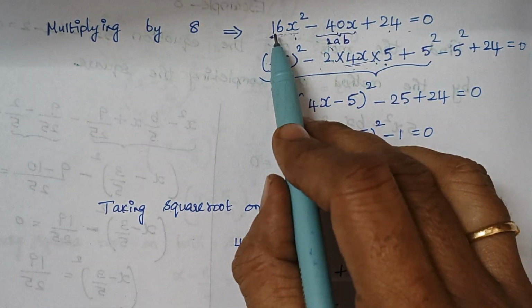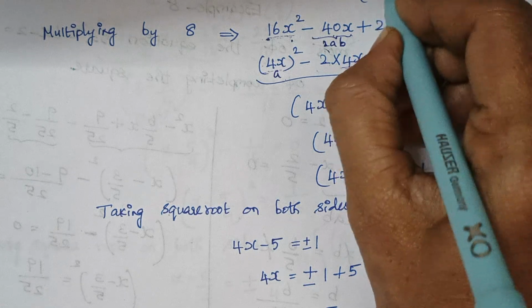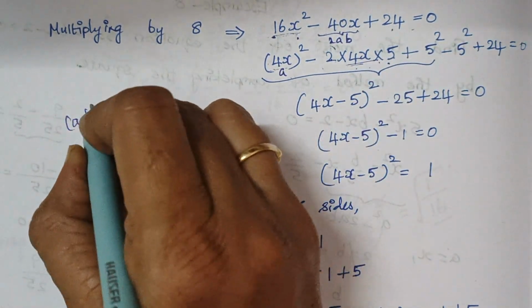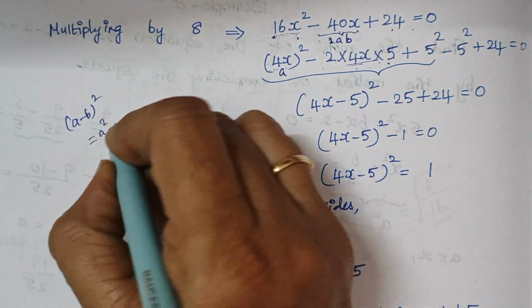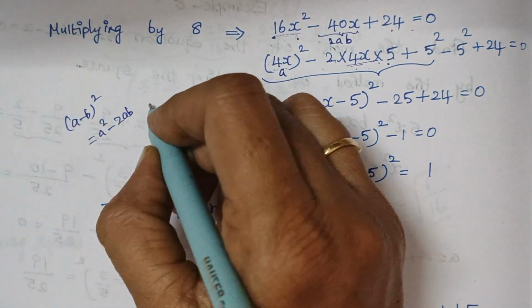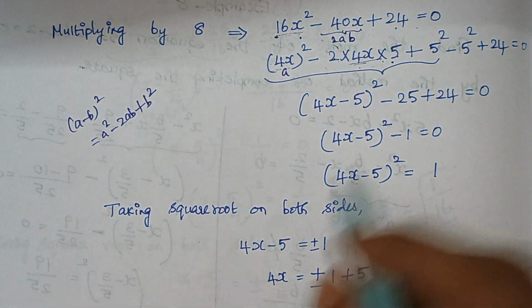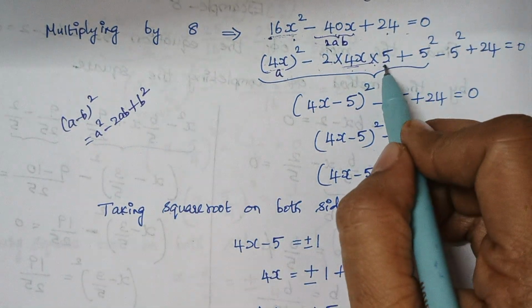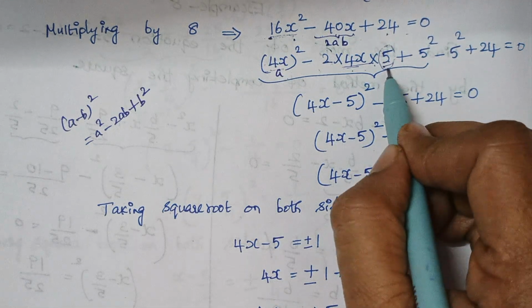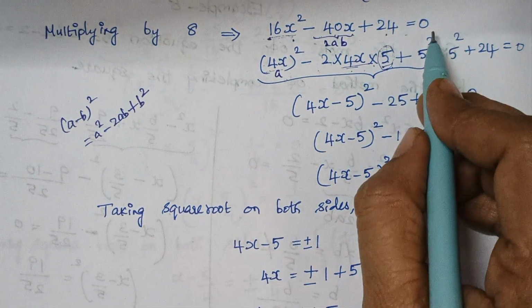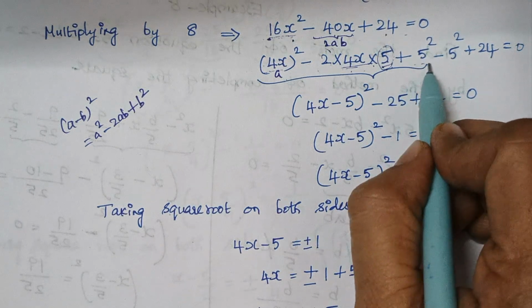Now, I have to represent this in the form of a minus b the whole square. Okay, a minus b the whole square. So, I have a square minus 2ab. But what is the next term I need? I need a b square term. So, what is the value of b here? Here the value of b is 5. So, what is b square? It is 5 square. So here I am including this 5 square.